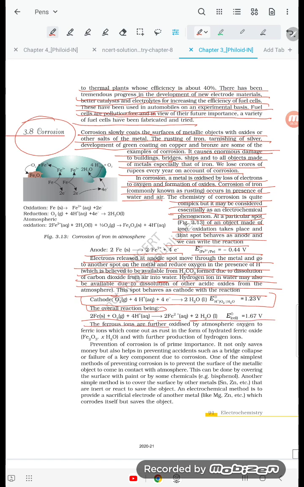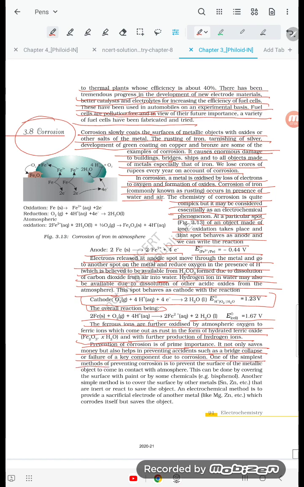The ferrous ions are further oxidized by atmospheric oxygen to ferric ions, which come out as rust in the form of hydrated ferric oxide, Fe2O3.xH2O, with further production of hydrogen ion. Prevention of corrosion is of prime importance. It not only saves money but also helps prevent accidents such as bridge collapse or failure of a key component due to corrosion.